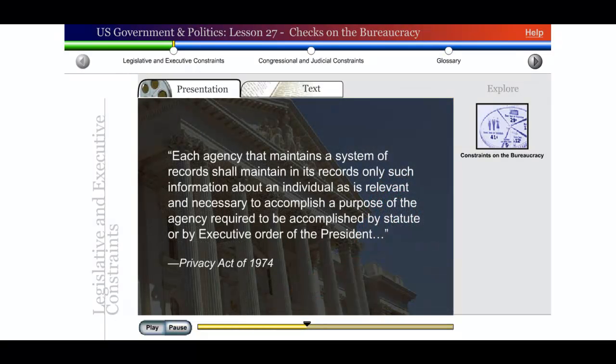Each agency that maintains a system of records shall maintain in its records only such information about an individual as is relevant and necessary to accomplish a purpose of the agency required to be accomplished by statute or by executive order of the President. Privacy Act of 1974.